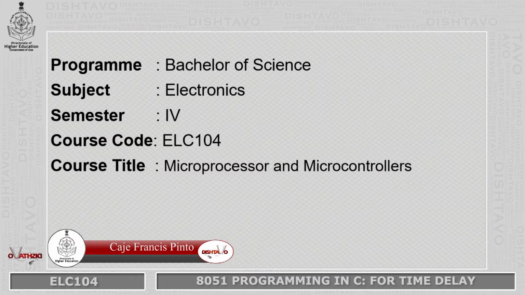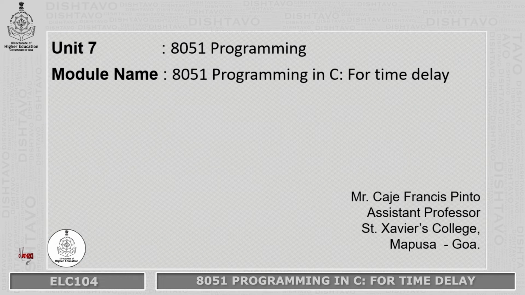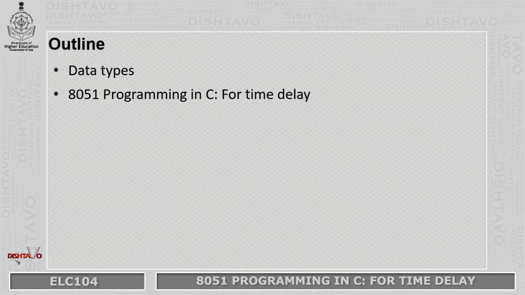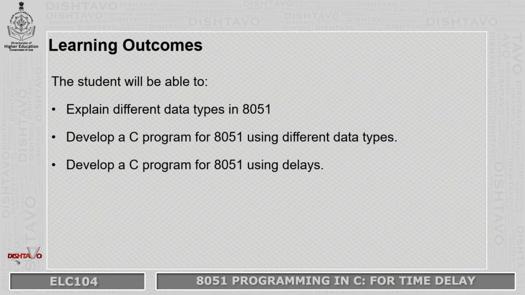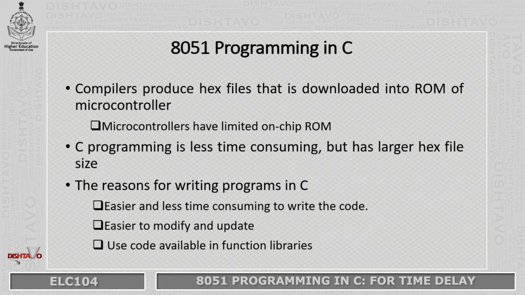The course title which I'll be doing is Microprocessor and Microcontrollers, and the unit number is 8051 Programming. The module name is 8051 Programming in C for time delay. The outline of the module is as follows: data types, 8051 Programming in C for time delay. Through this module, the students will be able to explain different data types in 8051, develop a C program for 8051 using different data types, and develop a C program for 8051 using delays.